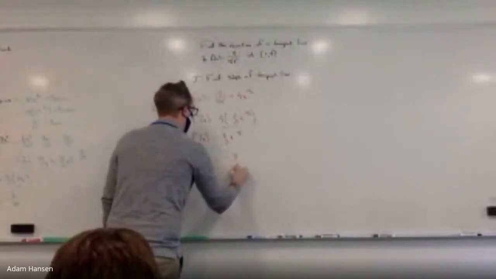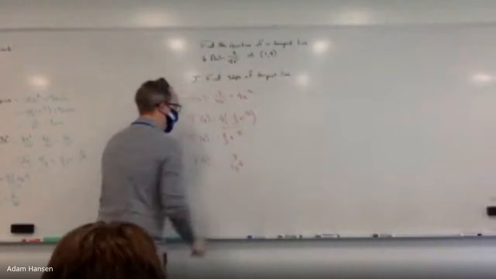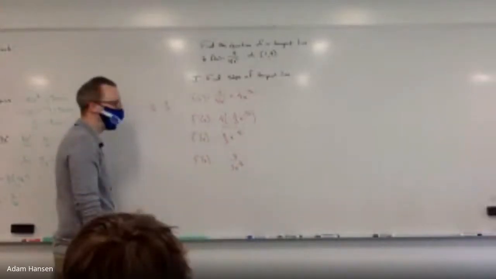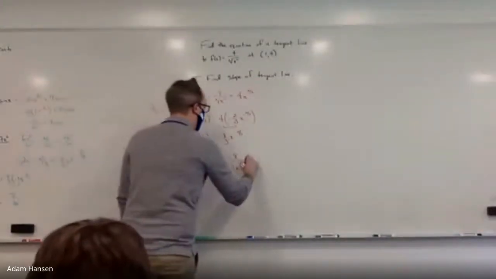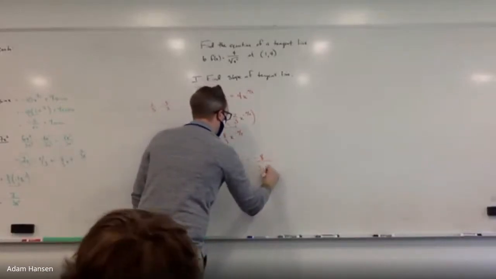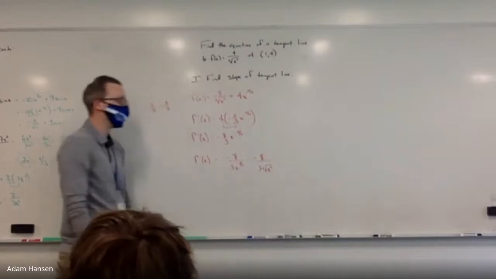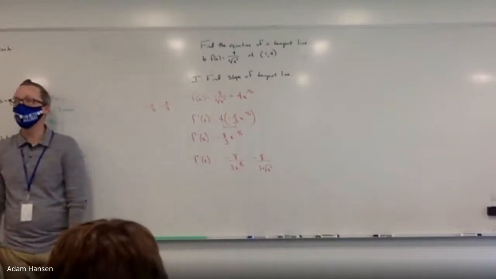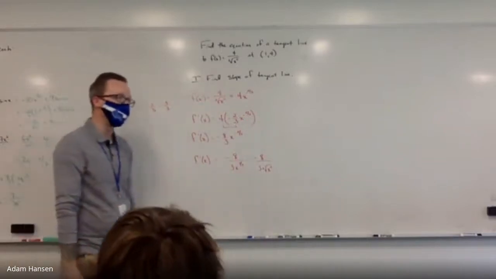Negative 8 over 3x to the 5/3. If you want to keep it in exponential notation, that's totally fine, or put it back as a root: negative 8 over 3 cube root of x to the 5th. Both of those are the same thing. One's written as a power, one's written in radical.